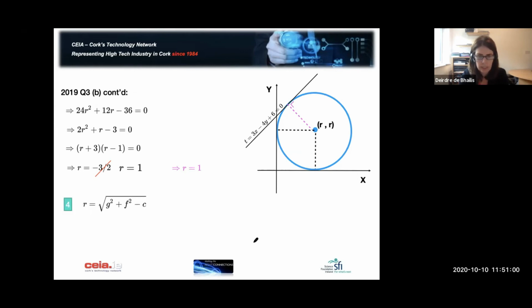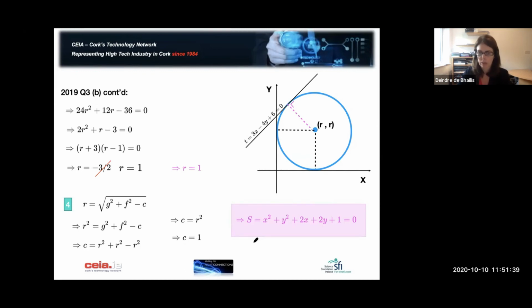And what that means is we now have r, and we can go back to what we had previously, which was c is equal to r squared, when we need to work out c to populate the equation fully. If c is equal to r squared, then c is simply equal to 1. And once we have c and we have r, we can write the equation of the circle, which is S is equal to x squared plus y squared plus 2x plus 2y plus 1.